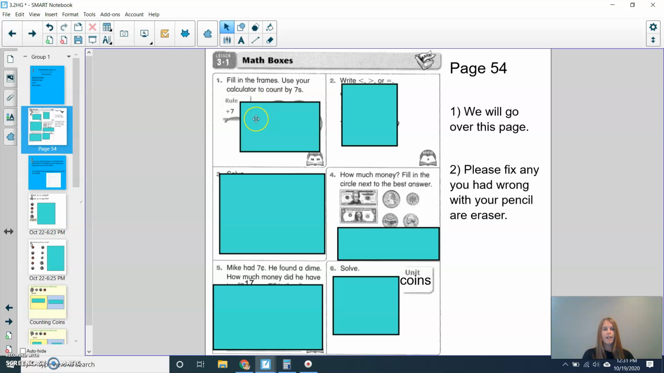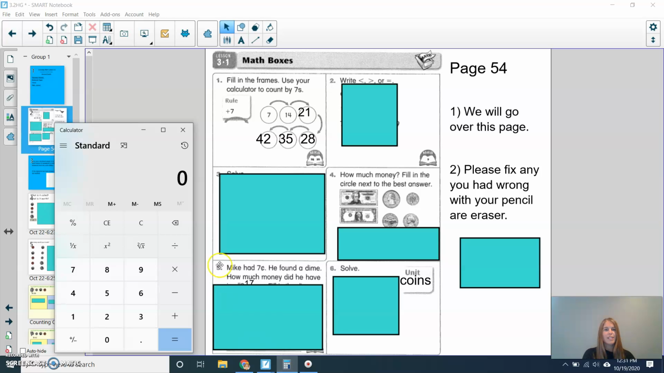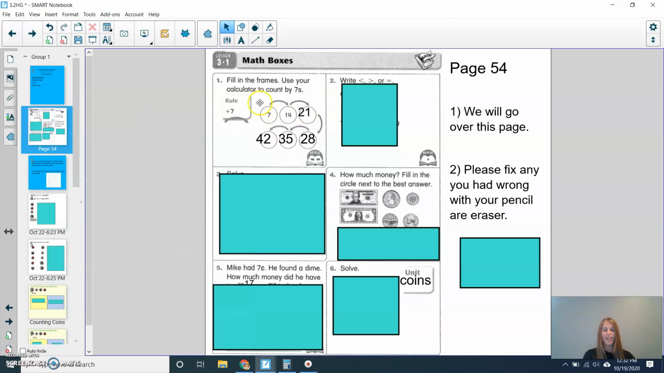For question number one, fill in the frames, use your calculator to count by sevens. So I'm going to show you how you could use your calculator for this problem. I click 7 plus 7 equals, and you can see it jumps to 14. If I hit equals again, it goes to 21, 28, 35, and then 42. So one more time, I clicked 7 plus 7 equals, and I continue hitting equals, watching that calculator skip count for me. You also could have used your brain to solve that problem.